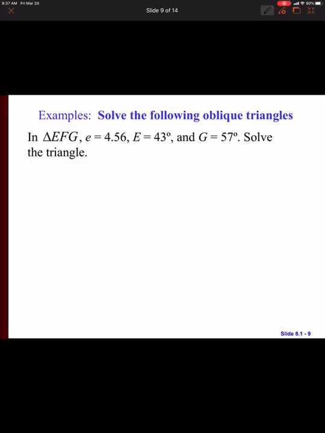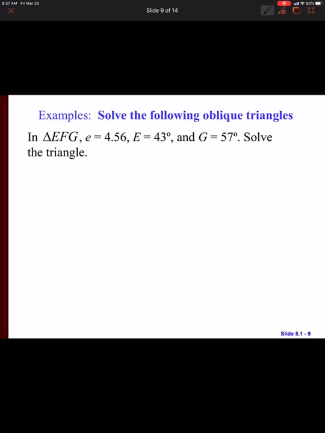Alright, let's look at an example of solving an oblique triangle. An oblique triangle is a triangle without a 90-degree angle in it. With that said, we've got two laws that we'll be looking at in solving oblique triangles. Right now we're focused on the law of sines. And the law of sines states the sides are proportional to the sines of the opposite angles. And you can see a proof for that in my notes.